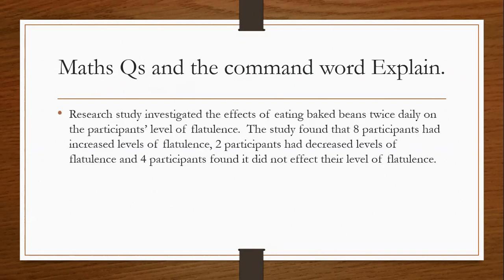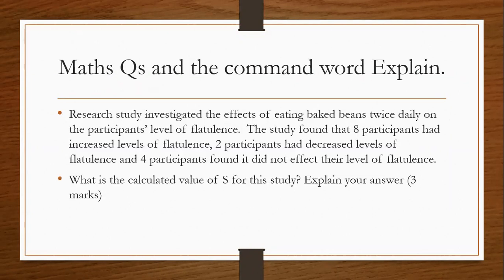Let's bring up our stem. A research study investigated the effects of eating baked beans twice daily on the participants' level of flatulence. The study found that 8 participants had increased levels of flatulence, 2 participants had decreased levels of flatulence, and 4 participants found it did not affect their level of flatulence. So we've got our stem. Let us look at the question. What is the calculated value of S for this study? Explain your answer, 3 marks.